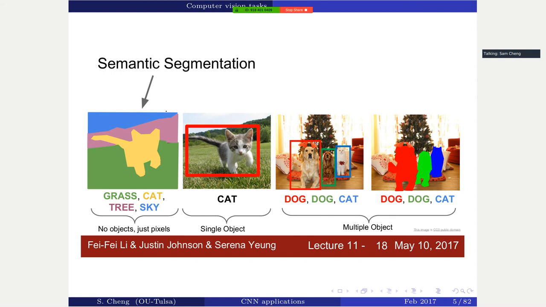So for CNN, let's say we have this so-called semantic segmentation problem. It's a very simple problem: you have an image, you want to look at each pixel and say whether the pixel belongs to each of the possible objects. Let's say the objects of interest are cat, grass, tree, sky, for example. Then I want to identify this pixel as belonging to a cat, and so on.